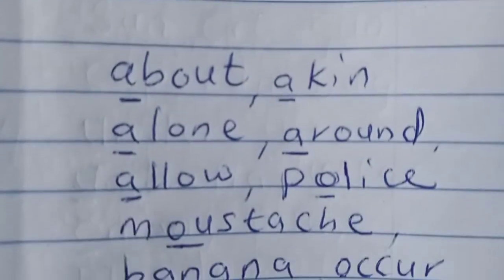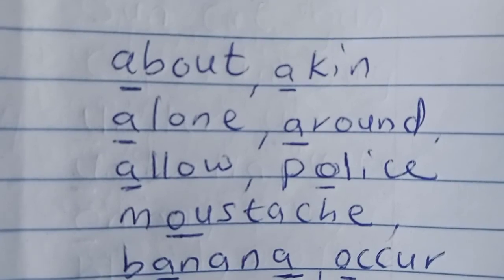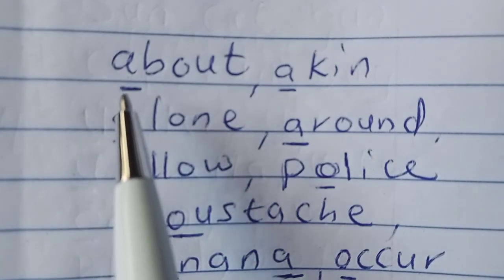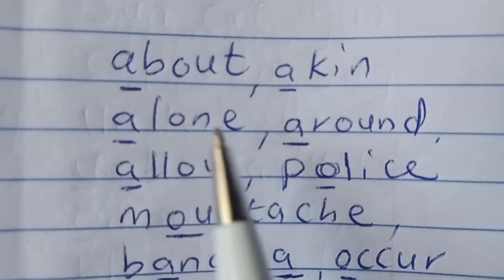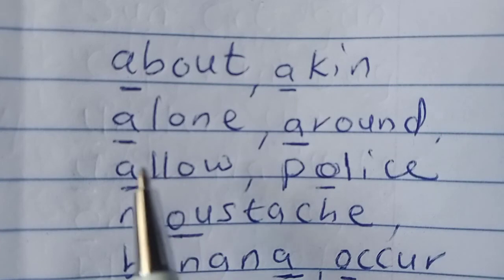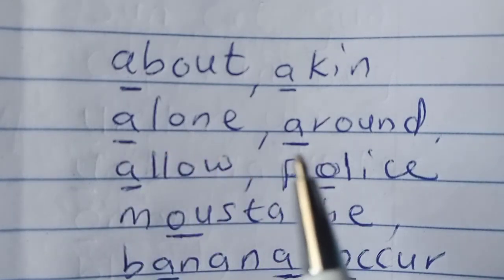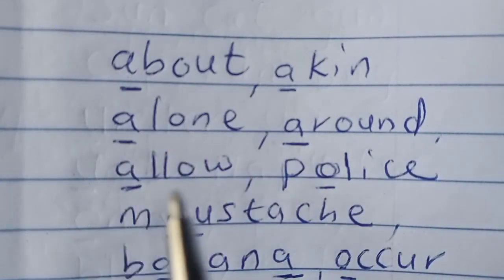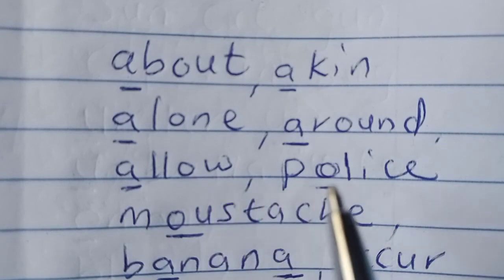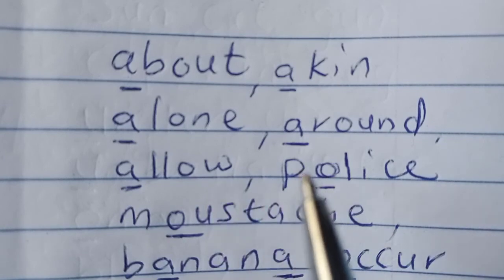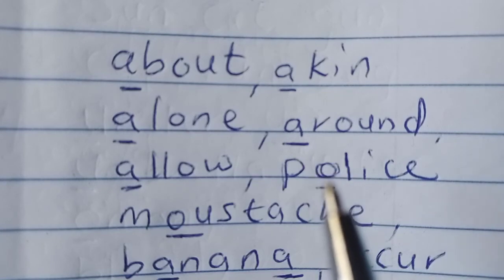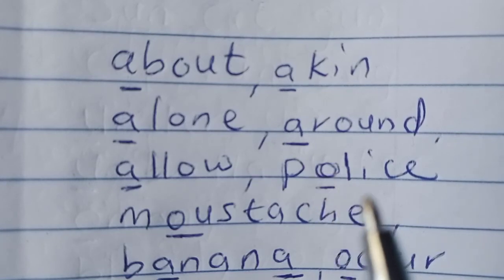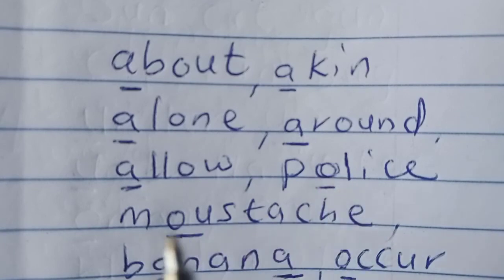So we have quite a number of examples here containing the sound. Now, at the beginning here, we have about. We have akin. We have alone. We have around. We have allow. Then coming to the middle right here, we have police. Police. It's not po, but puh. Police. Right here, the O.